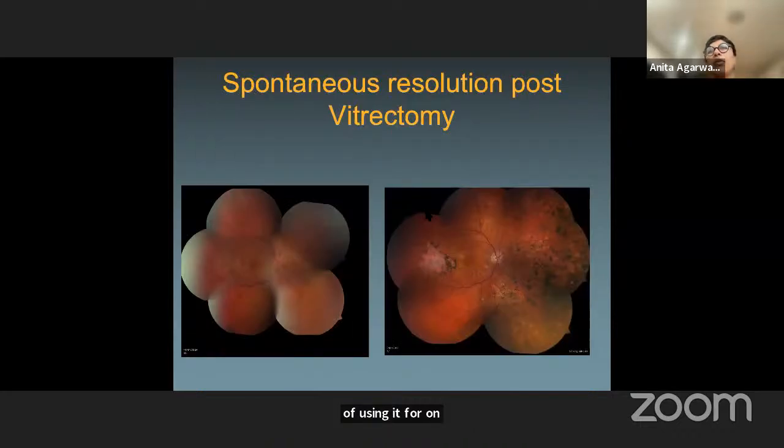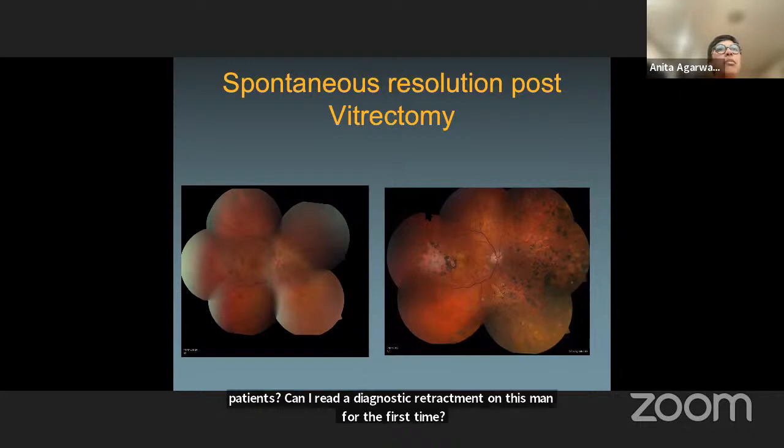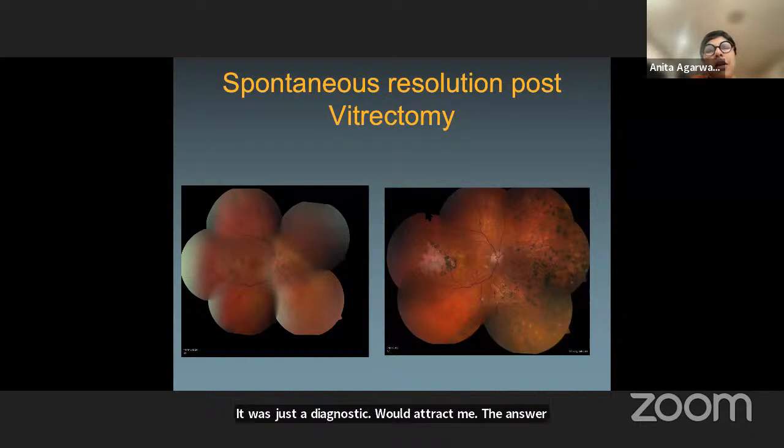Here's another example of a rare thing that can happen. I did a diagnostic vitrectomy on this man for the first time. It was just a diagnostic vitrectomy. The answer was negative. They told me it was reactive lymphocytes. Then I took him back and did a retinal biopsy, and when I did the retinal biopsy, it came back as lymphoma. He also had second eye involvement. In fact, we got this biopsy from the second eye, the fellow eye.